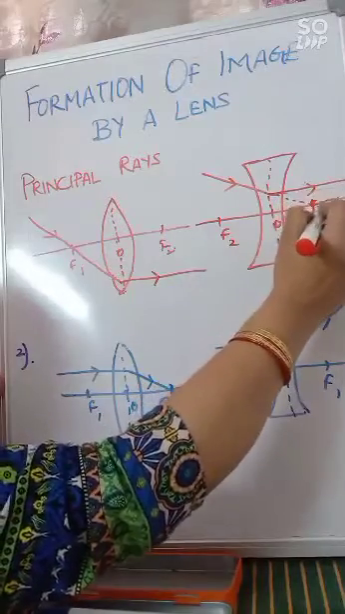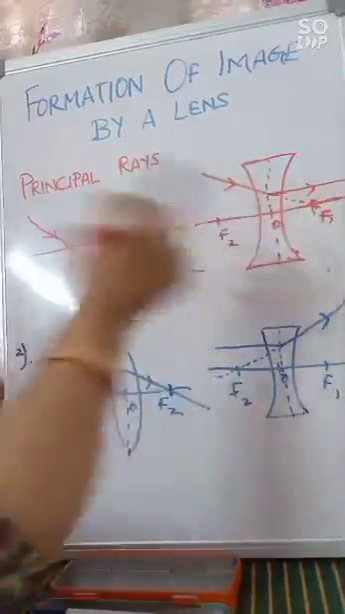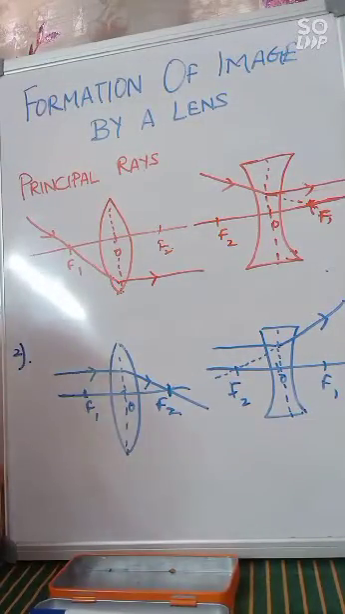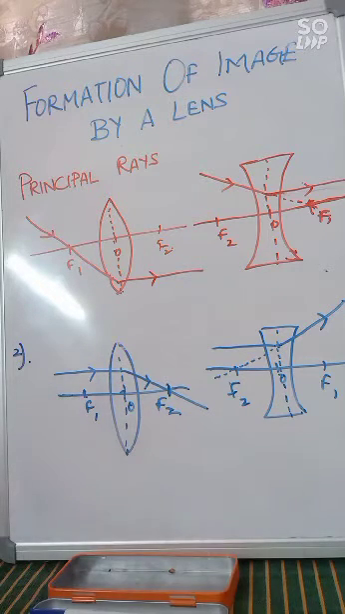So a ray passing through first focus, after refraction, appears to go parallel. I can say a ray of light passing through the first focus, F1, in case of convex lens, or directed towards the first focus in case of concave lens, emerges parallel to the principal axis after refraction. So these are the principal rays that we need to take here.